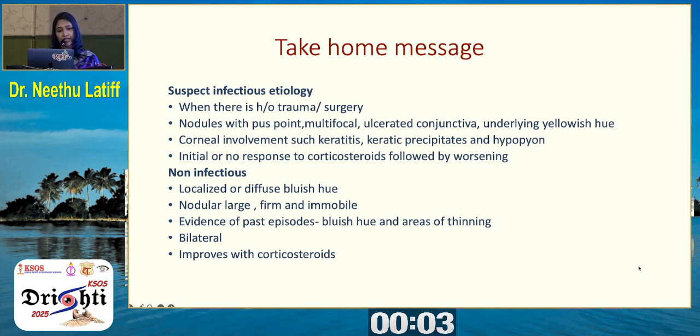So my take-home message is to suspect infectious etiology when there is history of trauma, surgery, nodules with pus point, multifocal, ulcerated conjunctiva, underlying yellowish hue, and also corneal involvement. Non-infectious: you have the localized or diffuse bluish hue, nodular, large, firm or immobile nodules, and also evidence of past episodes, bluish hue and areas of thinning, bilateral, and improves with corticosteroids.